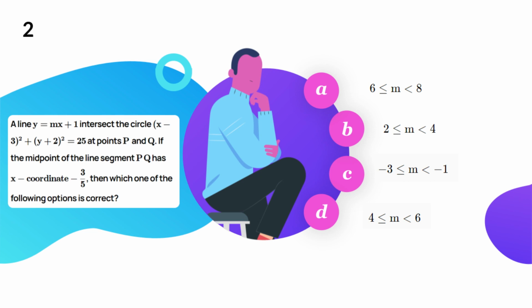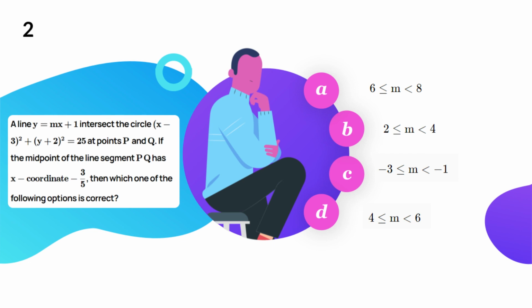Option A is 6 less than or equal to m less than 8. Option B, 2 less than or equal to m less than 4. Option C, minus 3 less than or equal to m less than minus 1, and option D, 4 less than or equal to m less than 6. So it is a question from JEE Advanced 2019. Let us see how we can approach this.